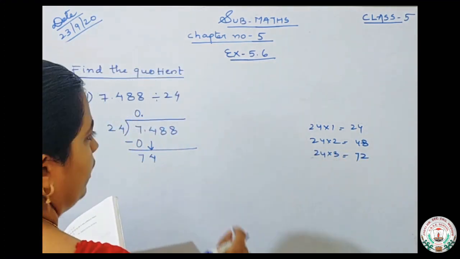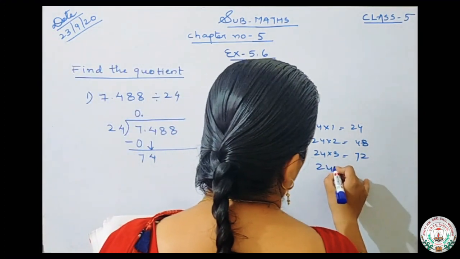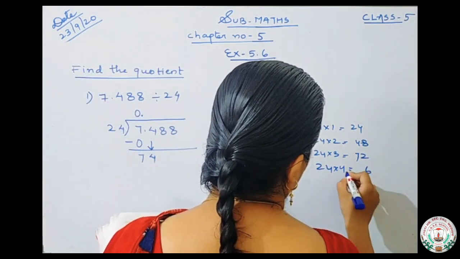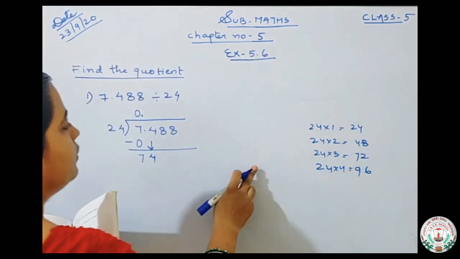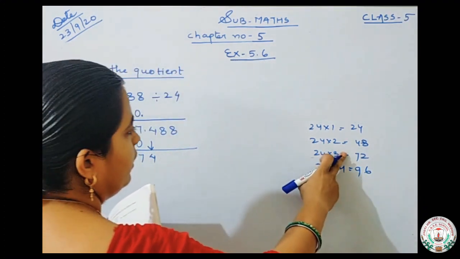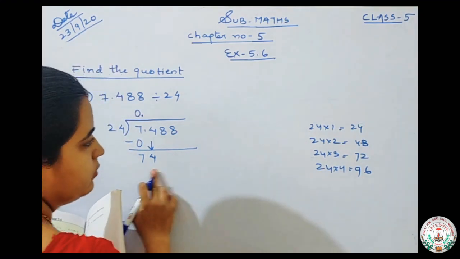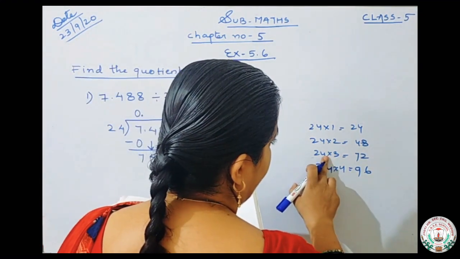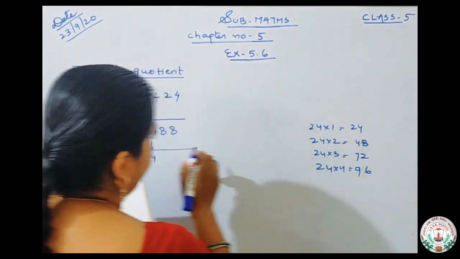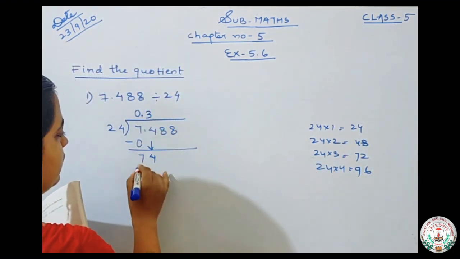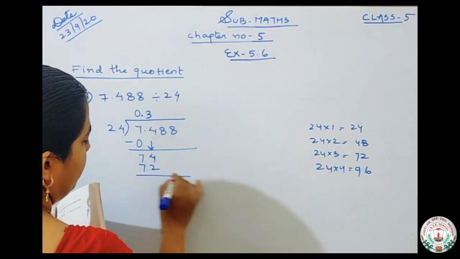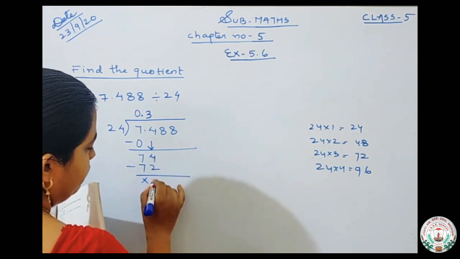72. 24 into 4 is 96. So 24 3s are 72 and 24 4s are 96. So 96 will be greater. So we will take here 72. 24 3s are 72. Minus it. 4 minus 2 is 2.